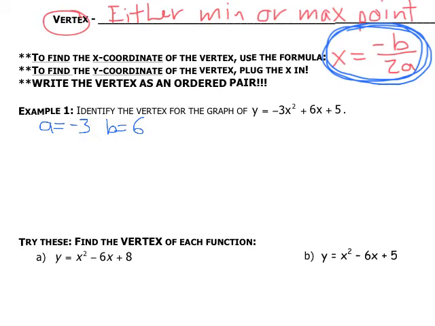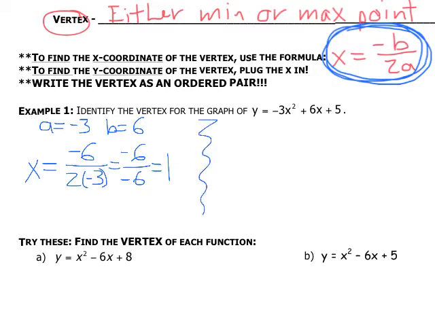So I start off with my formula. X equals negative b, so that's going to be negative 6 over 2 times a, which is negative 3. So negative 6 divided by, and then on bottom 2 times negative 3 is negative 6, gives me an x value of 1. So that's only half of my vertex, because remember, a vertex is always an ordered pair. So that's the x value of the vertex. Now I need a y value to go with it. So I'm going to come over here, and I'm going to use this same function that I had, except now in place of these x's, I'm going to plug in my positive 1.